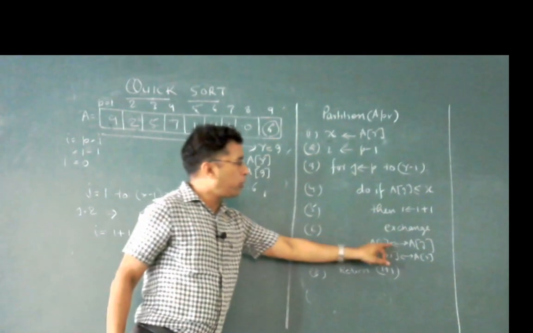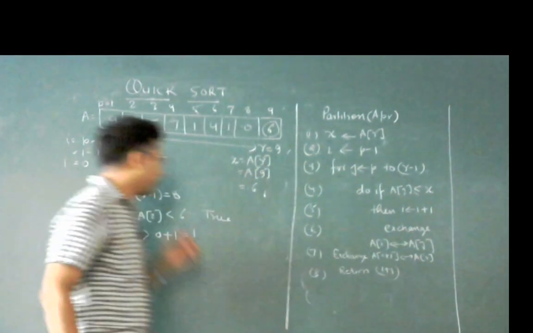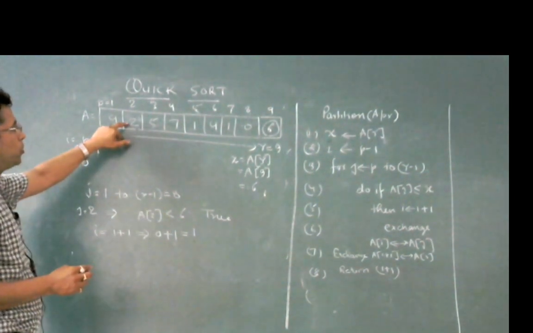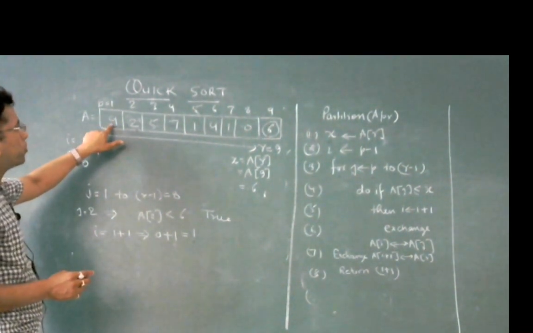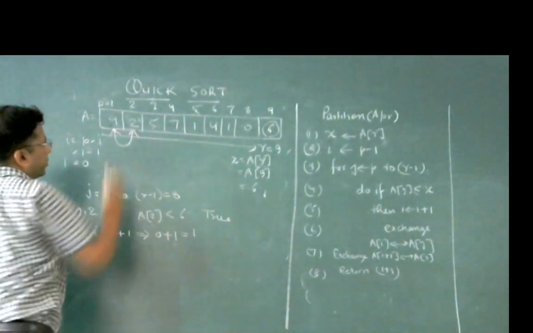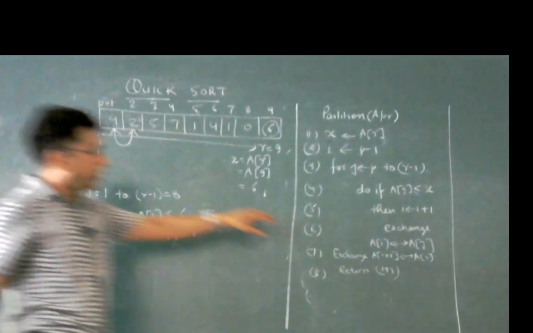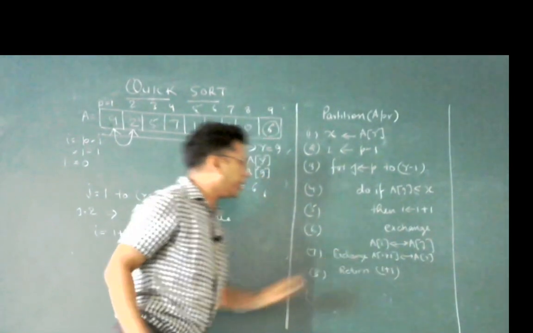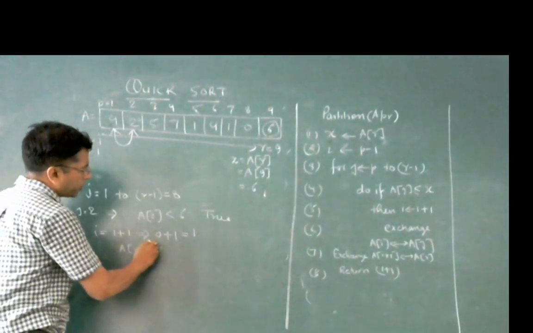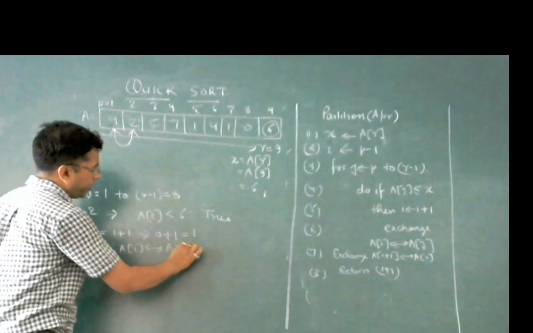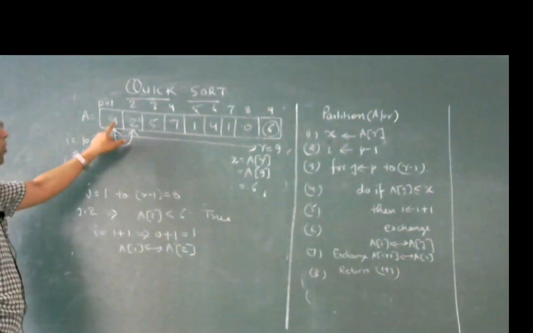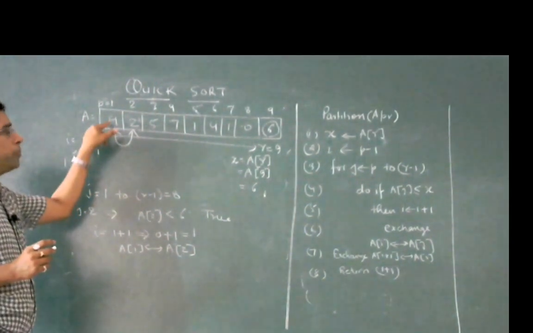We shall perform the swap of ai with aj. aj is a2, which is 2, and ai is 9. So these two elements will be swapped. Here ai is swapped with aj, which means a1 will be swapped with a2. After this swapping, these two elements will be swapped.